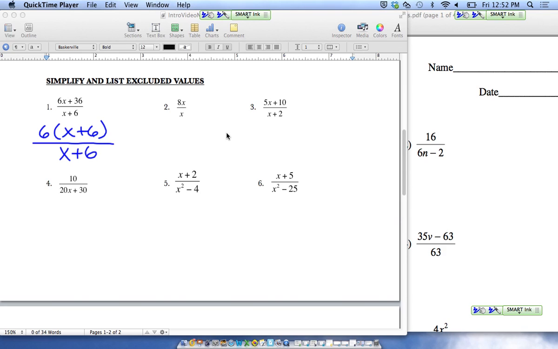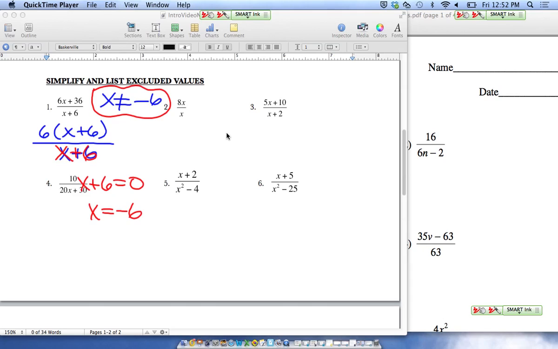So in this problem, the value that's not allowed is -6. Because if x itself is -6, if I'm looking at just my denominator, if x plus 6 equals 0, that's true when x is -6. So that means x equaling -6 is an excluded value.